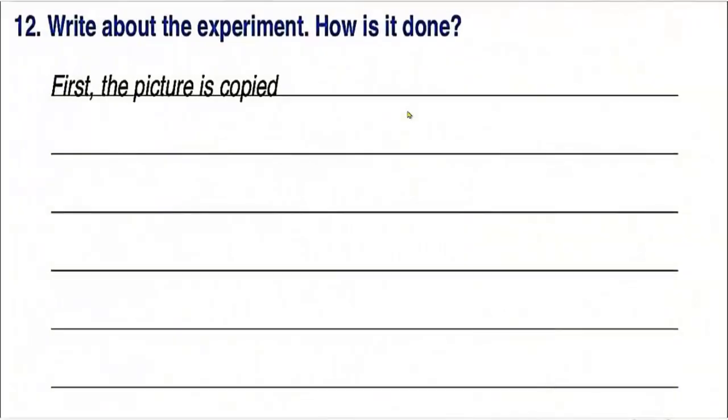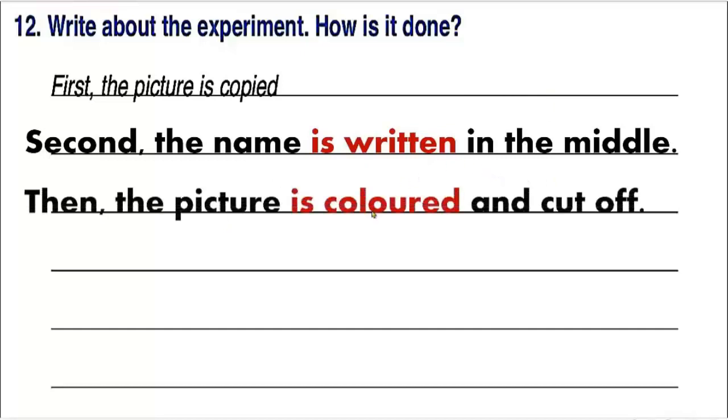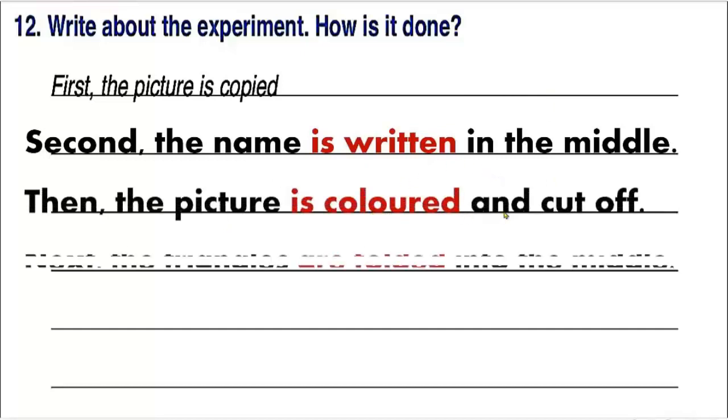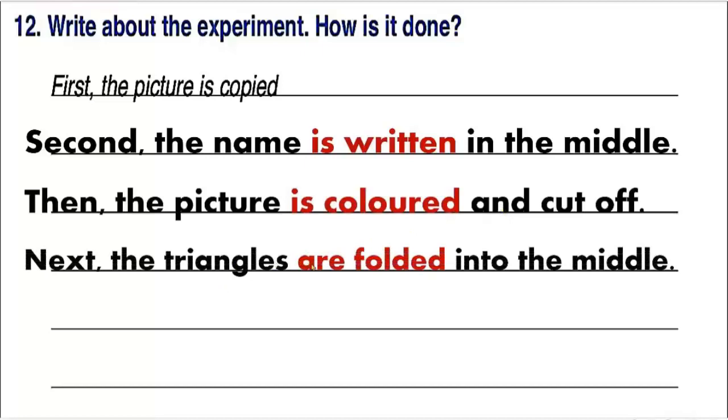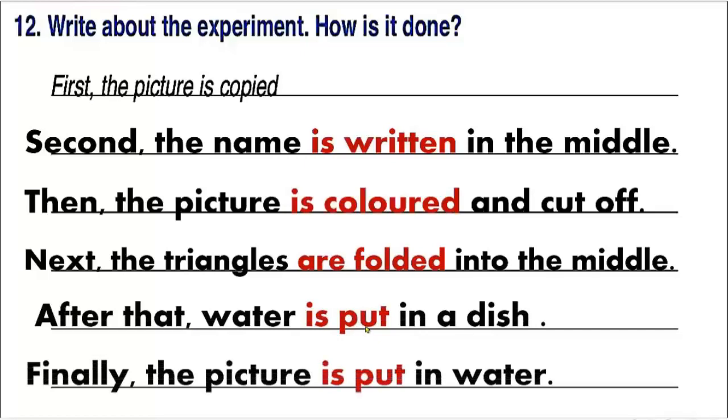Now write about the experiment. How is it done? First, the picture is copied. Second, the name is written in the middle. Then the picture is colored and cut off. Next, the triangles are folded into the middle. After that, water is put in a dish. Finally, the picture is put in water.